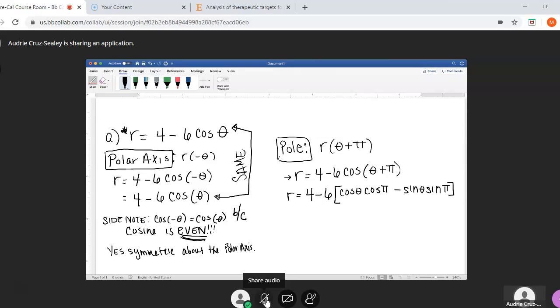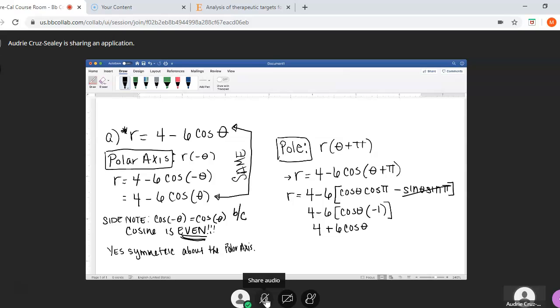Are we okay with these? With my replacement? Now, what is sine of pi? Isn't sine of pi 0? So this is gone. So then this just simplifies to cosine of theta. What is cosine of pi? Cosine of pi is -1. So this would give me 4 plus 6 cosine theta.